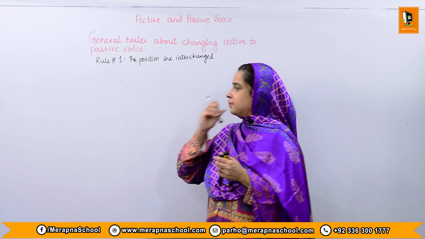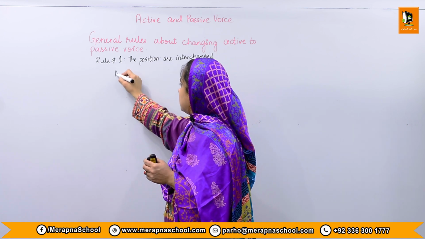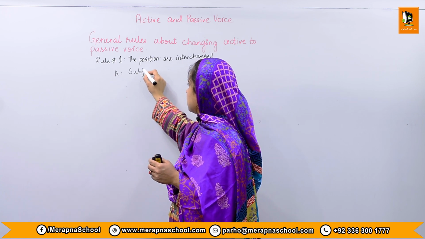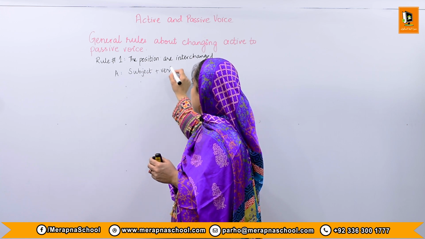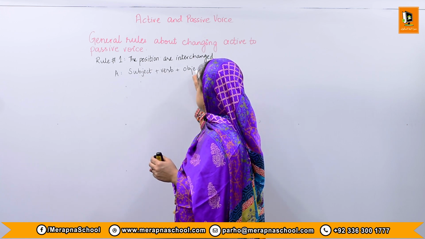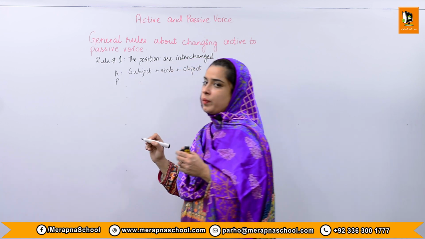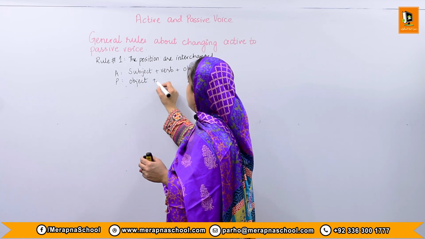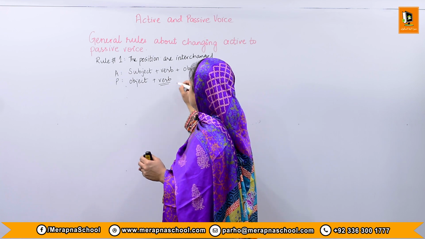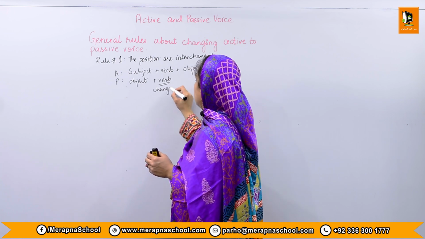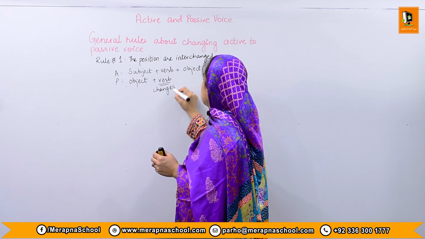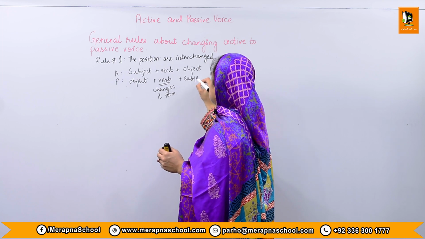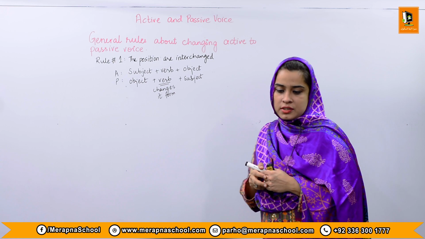How? Let's take an example. In active sentences, your subject comes first, then comes your verb, and then comes your object. But we all know what happens over here in the passive: your object comes first, then the verb, that changes its form, it has to undergo some changes, and then comes your subject. It's like that. So the positions are interchanged.